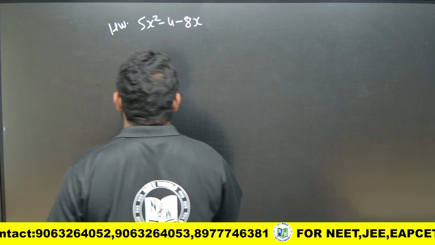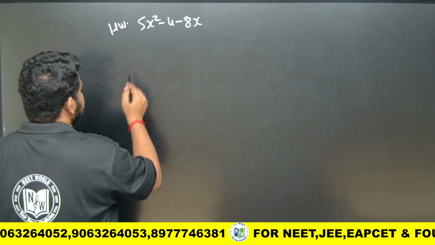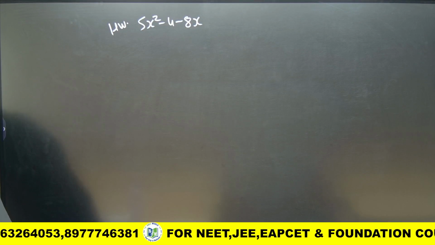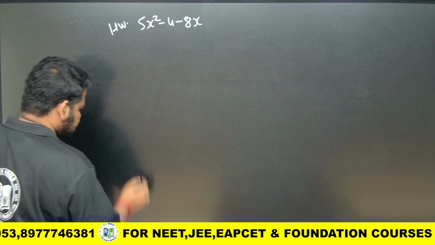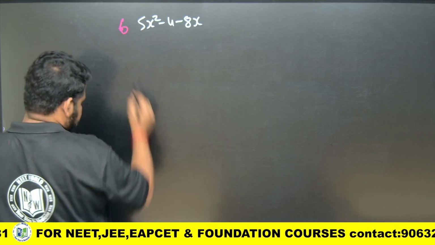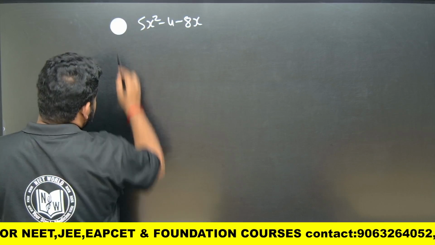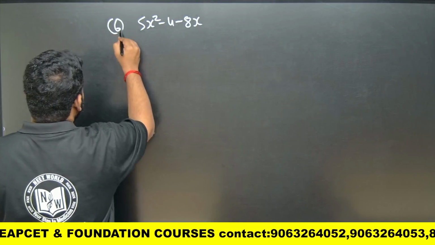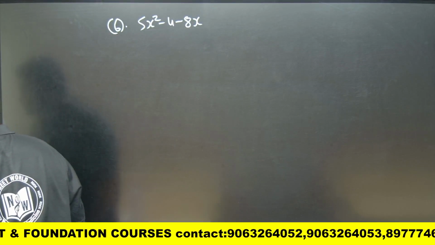So, what was the question that was given? 5x square minus 4x minus, right? I think this was question number, let me have a look at it. This was question number 6.